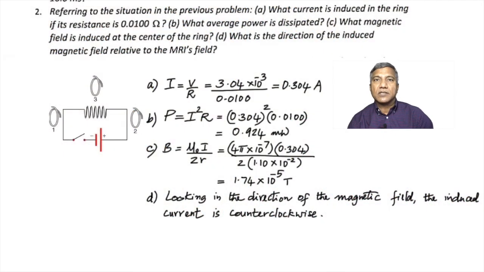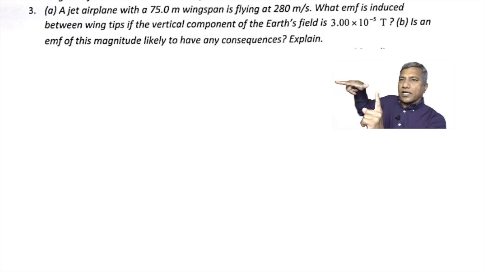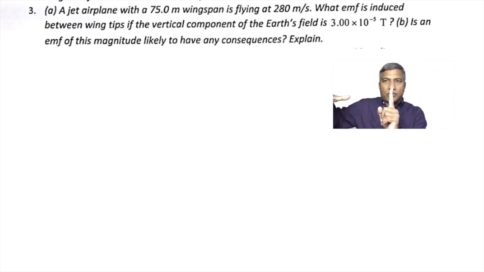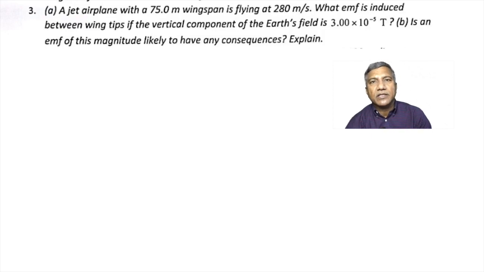And then we have this problem where a jet airplane with a 75-meter wingspan is flying at 280 meters per second. What EMF is induced between the wings if the vertical component of the Earth's field is given? Now, the vertical component of the Earth's field is perpendicular to the ground, and the airplane is flying horizontally. So it's very clear that the airplane is cutting across the field. That's why we use the vertical component.